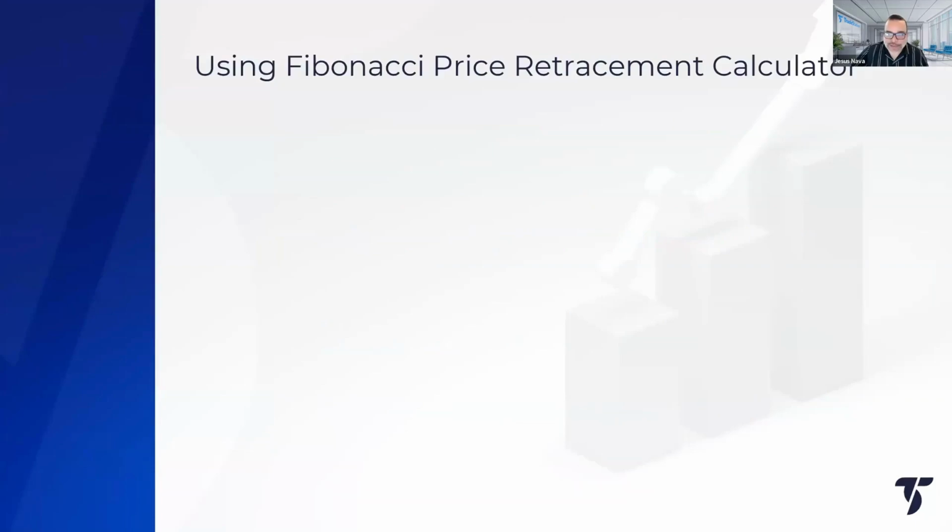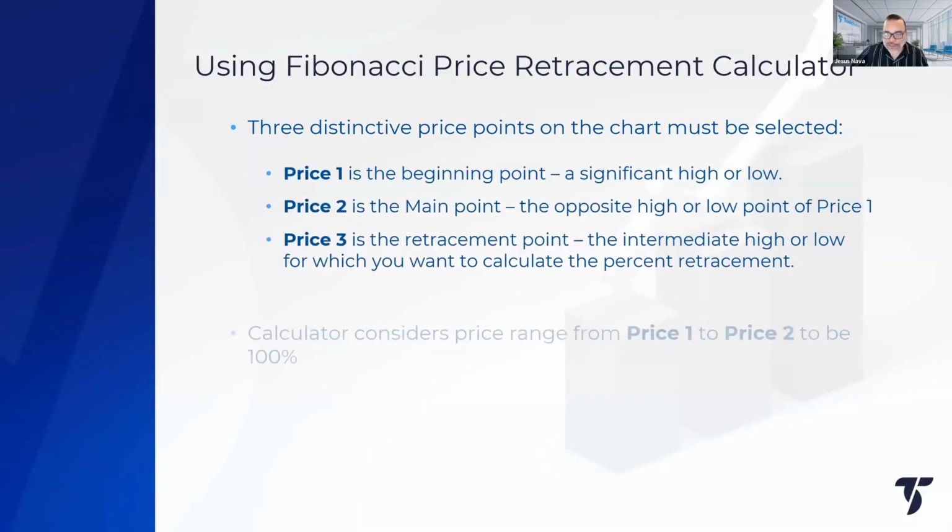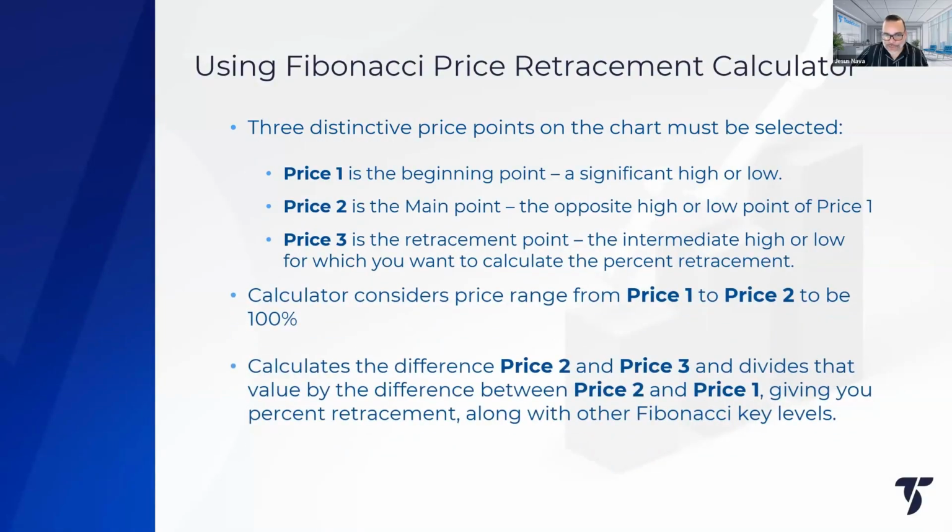After that, this is the retracement calculator. It just gives you a little bit more information about what they do. So the calculator considers the price range from price 1 to price 2 to be 100%. I guess I was getting a little bit ahead of myself, but here it is explained on the PowerPoint that 1 to 2 is 100%, and then it calculates a difference, price 2 and price 3, and divides that value by the difference between price 2 and price 1, giving you the percentage retracement, along with other Fibonacci key levels. The key levels on the calculator, though, cannot be adjusted.